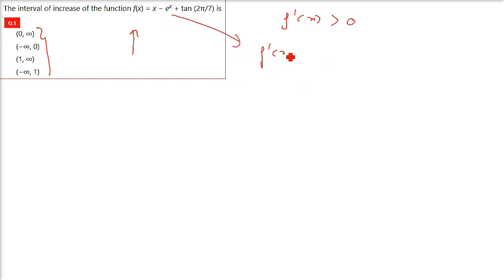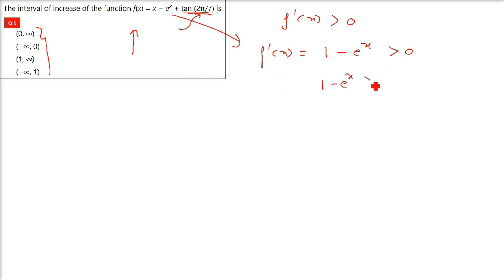And f'(x), which is the differentiation, x is 1, e^x is e^x. And this is a constant. This is just to confuse the student, that is tan(2π/7). That is just a constant, and when we differentiate it, it is going to be 0. So we have f'(x) = 1 − e^x greater than 0.